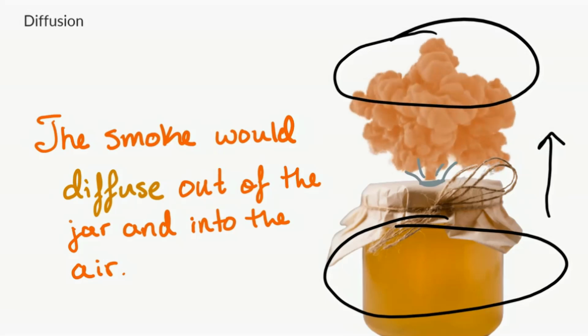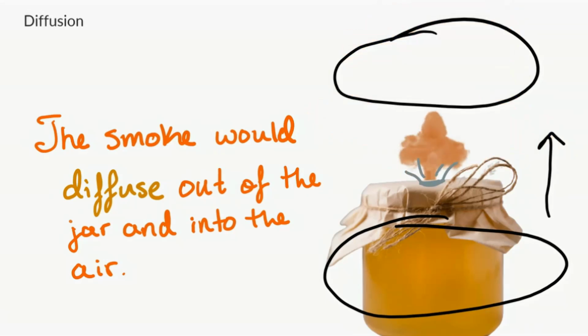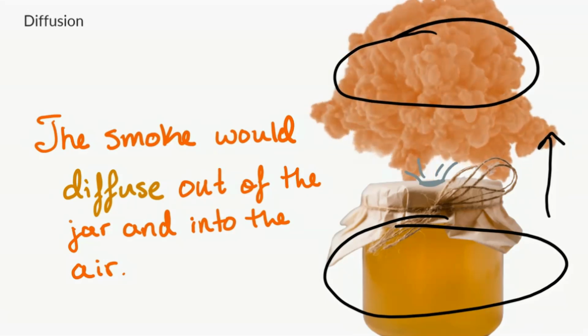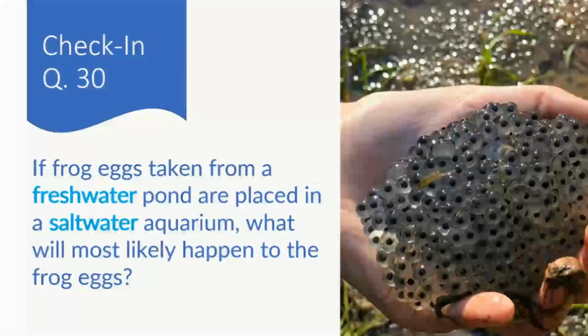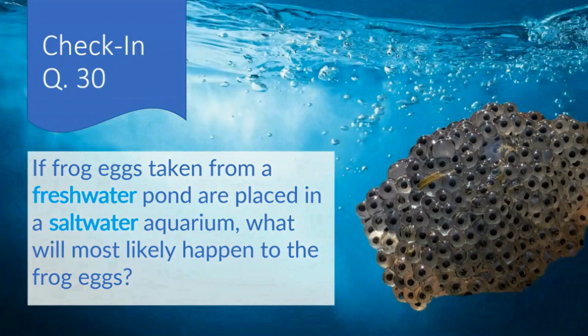Okay, well, let's take some time now to check in and see why knowing about diffusion is so important and how this knowledge applies to real-life situations. Check-in number 30. If frog eggs taken from a freshwater pond are placed in a saltwater aquarium, what will most likely happen to those frog eggs? Well, let's think through this one together, shall we?